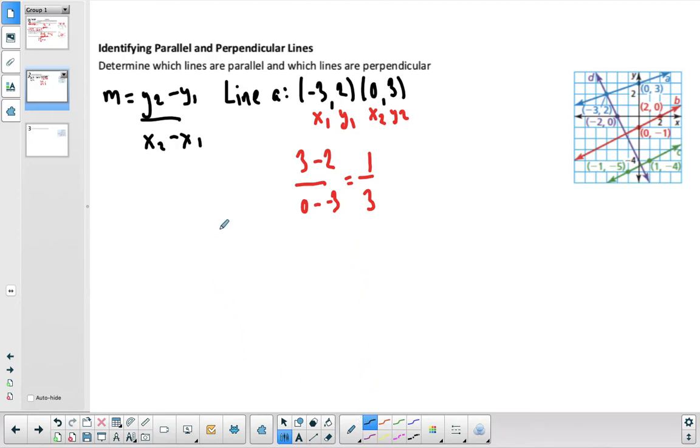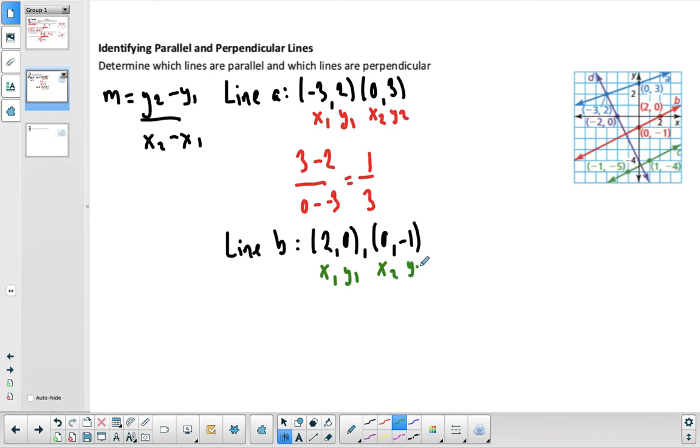Now that's line A. We want to now do the same thing with line B. Okay, so it looks like for line B, my points are going to be there in the red. So I've got the point 2, 0, and then 0, -1. Now, as we're going through this, you could flip the order of those, but I'm going to go with the ones I see first. So there's x1, y1, there's x2, y2. So let's find that slope.